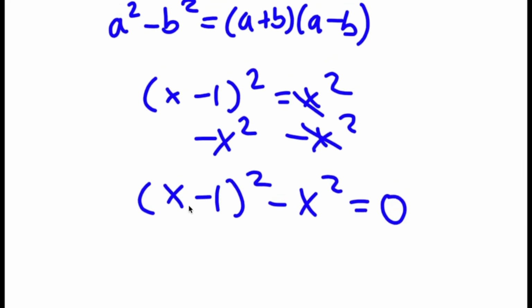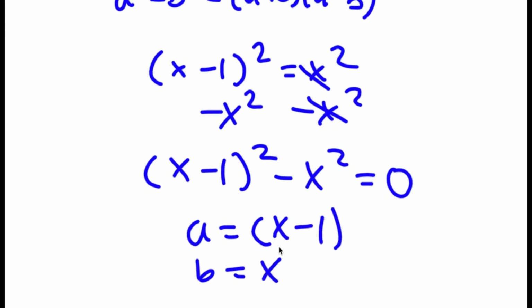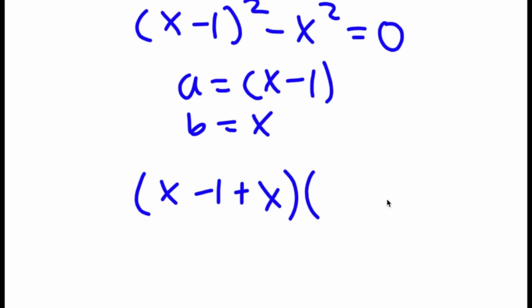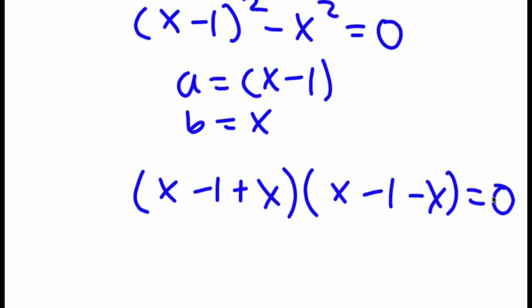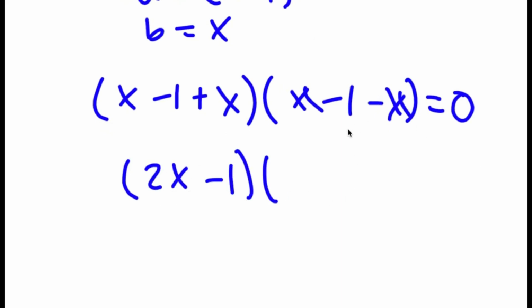And now notice how this is in the form a² - b². a is x - 1 and b is x. So now I have (x - 1 + x)(x - 1 - x) = 0. So x - 1 + x, that's the same thing as 2x - 1, times x and negative x, these two cancel out, so negative 1 is equal to 0.